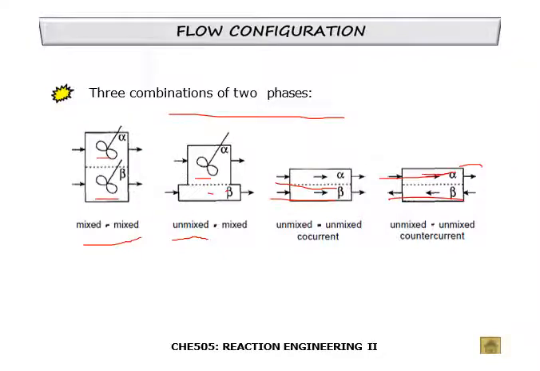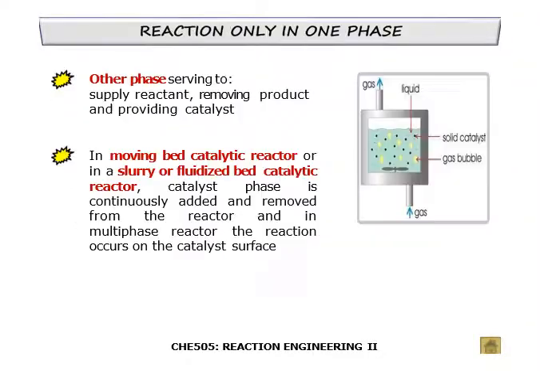Okay, this is flow and this flow. Okay, if the reaction happens in only one phase, for example, maybe the reaction only happens on the solid phase, which is the catalyst, right? So what are the functions of the other phases? Basically, the role of the other phases is to supply reactant or to remove product, and to provide a medium for the catalyst to be positioned.